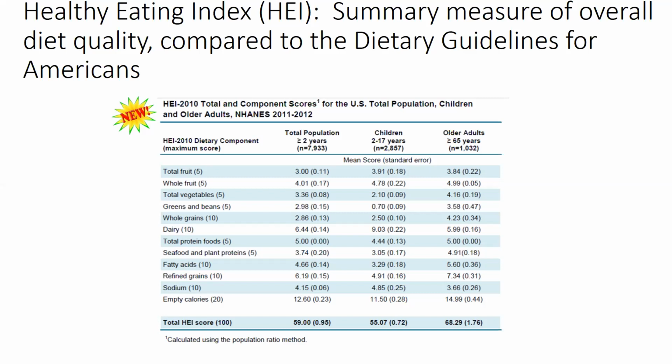So once they put that into a single number, they add it all up. So the total population over 2 years old got a Healthy Eating Index score of 59 when we were, of course, ideally 100, which is the max score. So it's just kind of a nice way to summarize someone's overall diet.